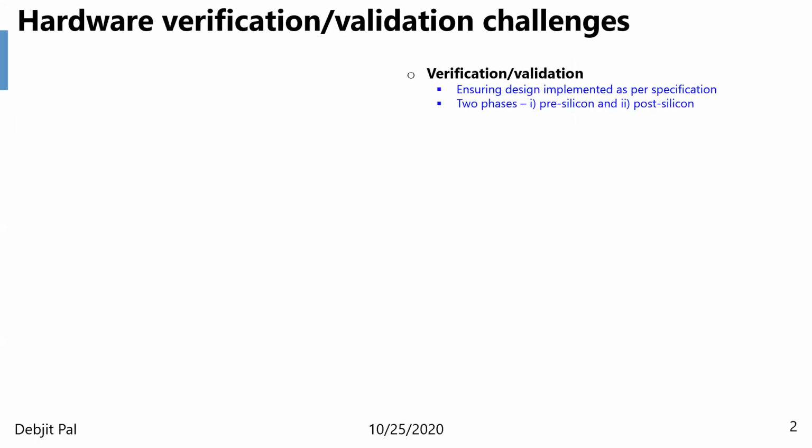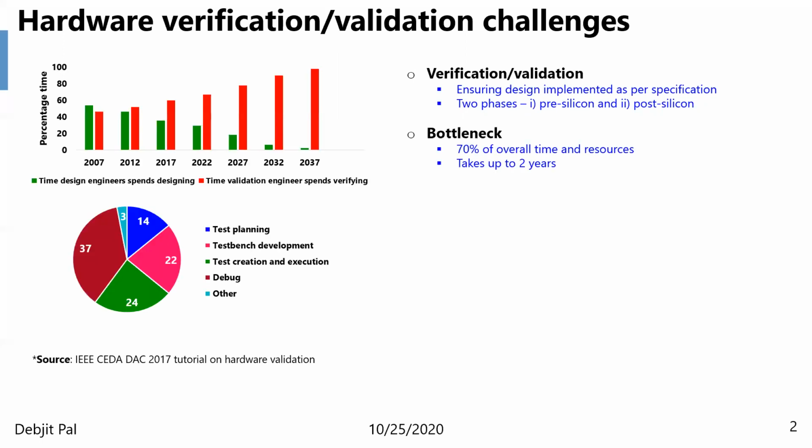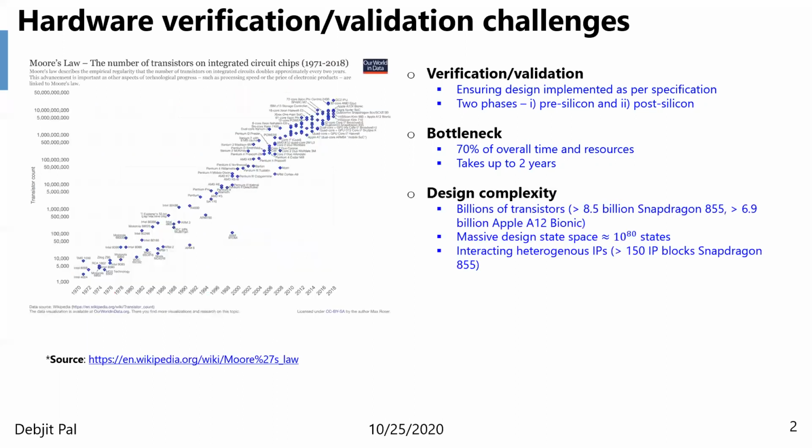With ever-increasing design complexity, hardware verification has become one of the most critical tasks of modern hardware design cycle. The cost of an undetected bug is extremely high in terms of performance and loss of property or life. Hardware verification validation includes both pre-silicon verification and post-silicon validation to ensure that the design is correctly implemented as per the specification. In industry, hardware validation is a primary bottleneck of the entire hardware design cycle. It incurs more than 70% of overall time and resources and takes up to 2 years.